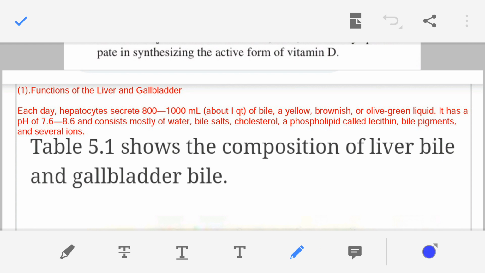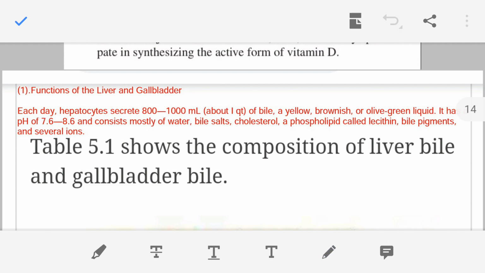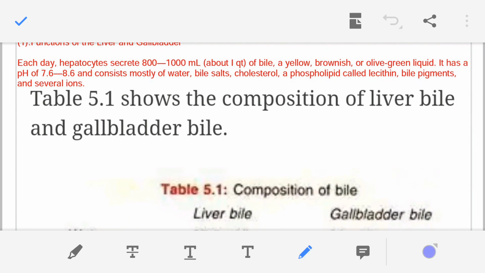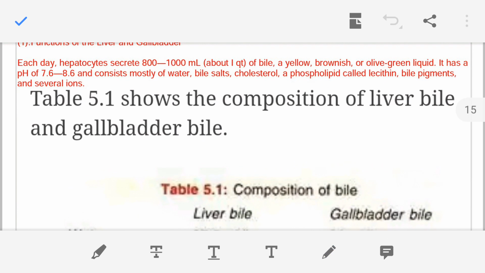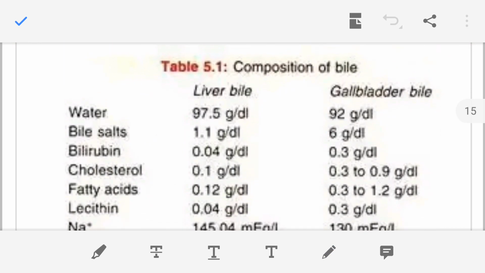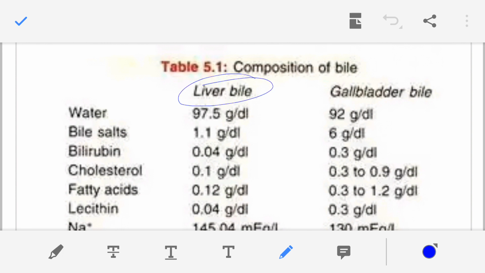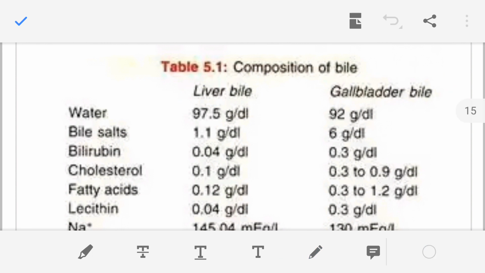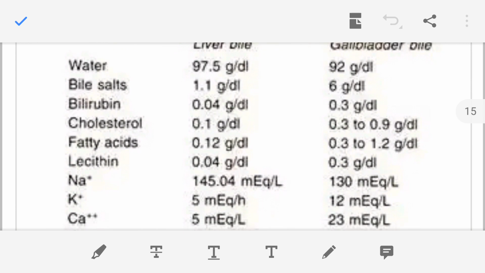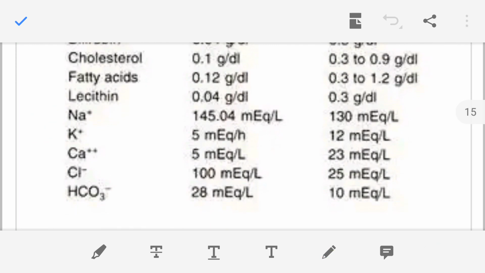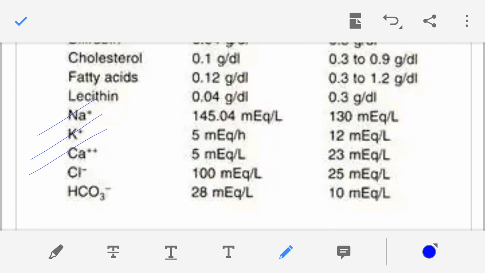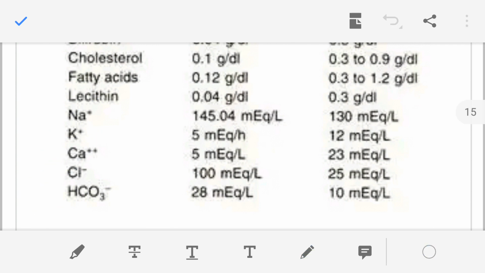Now for this first point, I am showing you one table. The table shows the composition of liver bile and gallbladder bile. So we can compare liver bile and gallbladder bile, the components of both. So in the bile, what is present? Water, bile salt, bilirubin, cholesterol, fatty acid, lecithin, and ions. Which are the ions? Na+, K+, Ca2+, Cl-, HCO3- ions are present.